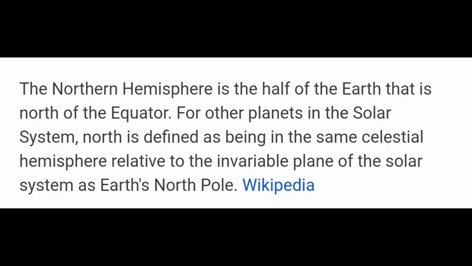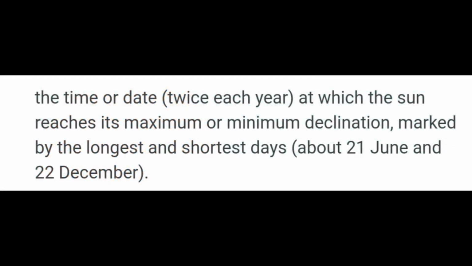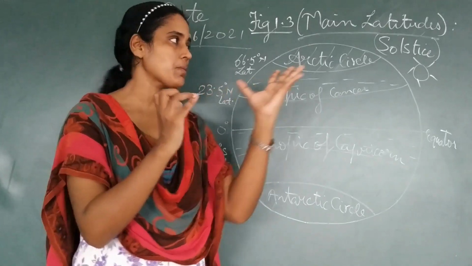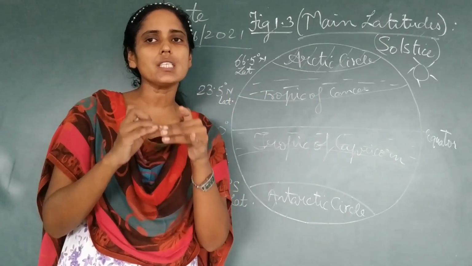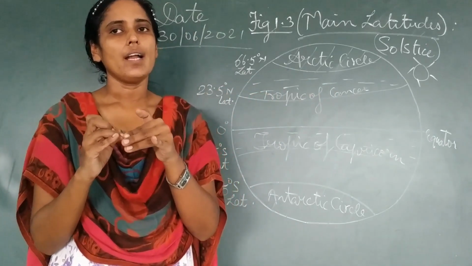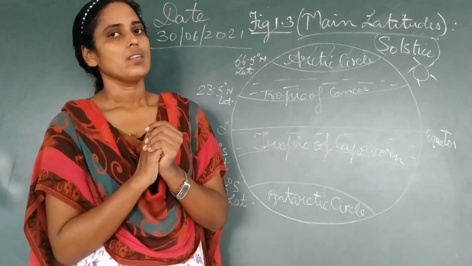The solstices which occur on the earth cause the change of different seasons. For example, 6 months for the movement of the sun, you have different seasons: winter, summer, monsoon. So earth is tilted at 23.5 degrees.